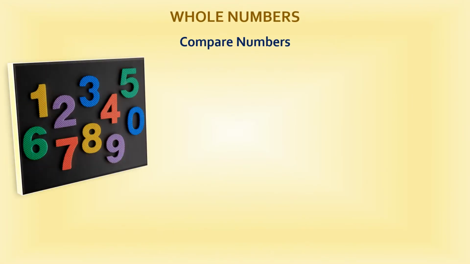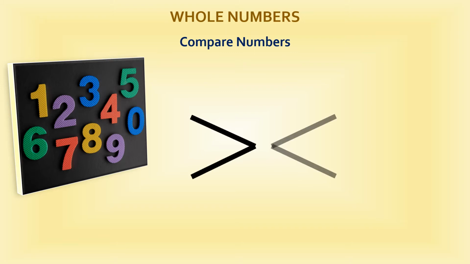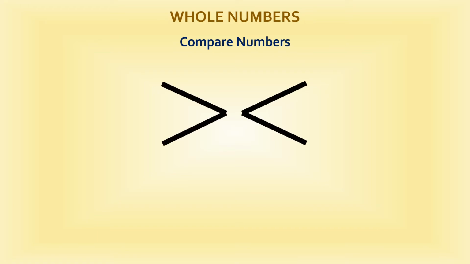To compare numbers, we decide which of the numbers is greater than or less than the other one. The less than sign and the greater than sign look like a V on its side.